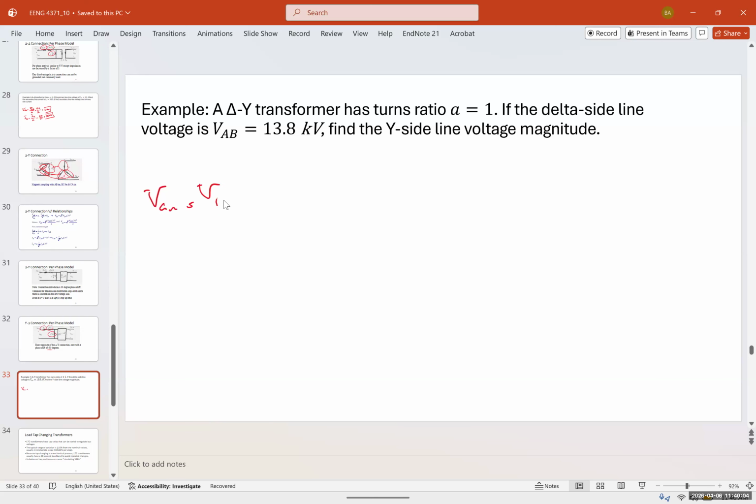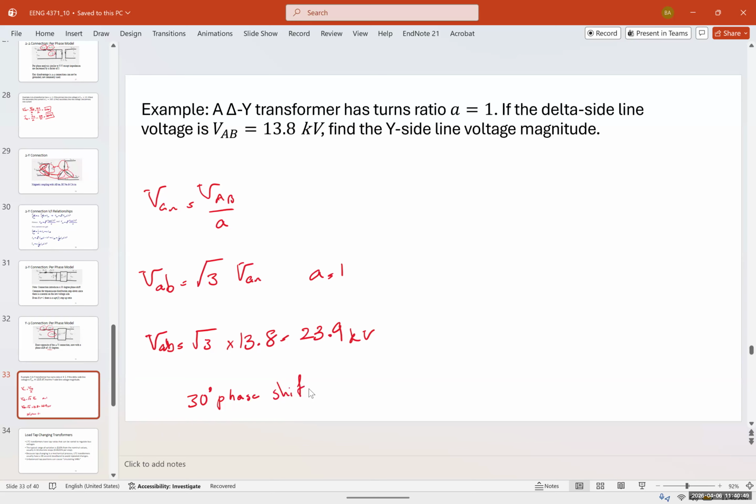So VAN is VAB over A, and we know that VAB, or the secondary side, is going to be square root of 3 VAN. Since A is equal to 1, then VAB would be equal to square root of 3 times VAN, which is 13.8, gives us 23.9 kilovolts. Now, there's also a 30 degrees phase shift in the system as well. It's going 23.9 kilovolts.